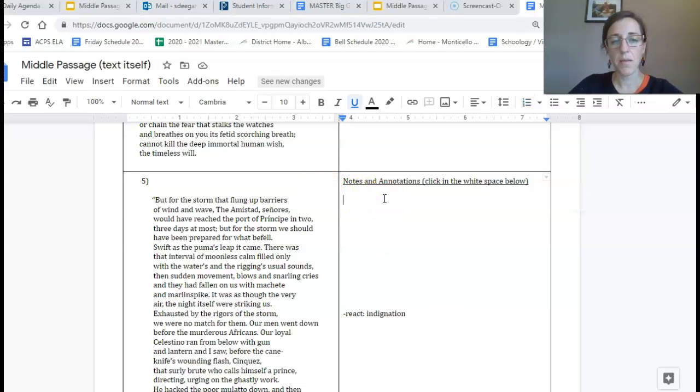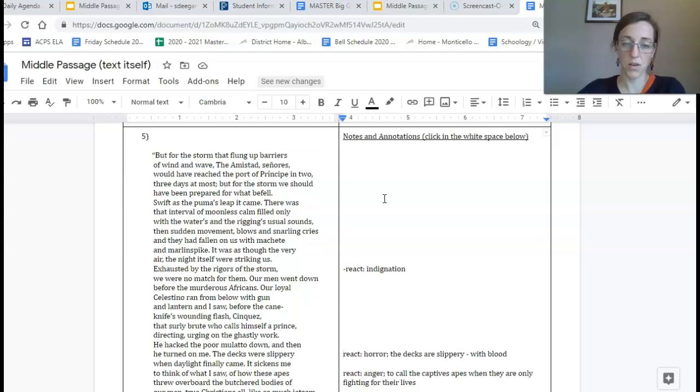But for the storm that flung up barriers of wind and wave, the Amistad, Señores, would have reached the port of Principe in two or three days at most. But for the storm, we should have been prepared for what befell. Swift as the puma's leap it came. There was that interval of moonless calm, filled only with the waters and the rigging's usual sounds. Then sudden movement, blows and snarling cries, and they had fallen on us with machete and marlin spike. It was as though the very air, the night itself, were striking us. Exhausted by the rigors of the storm, we were no match for them. Our men went down before the murderous Africans.